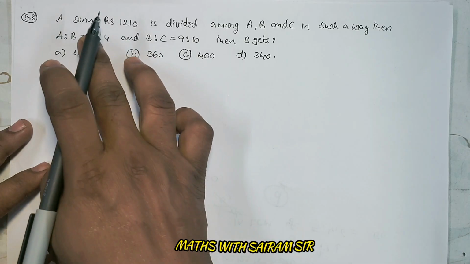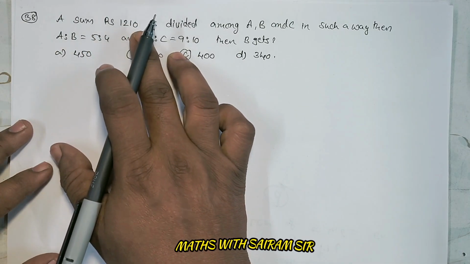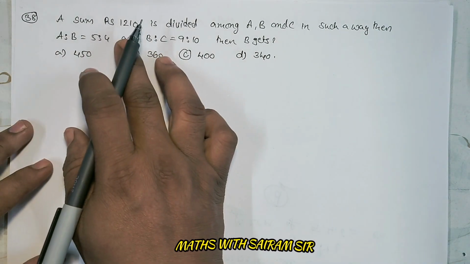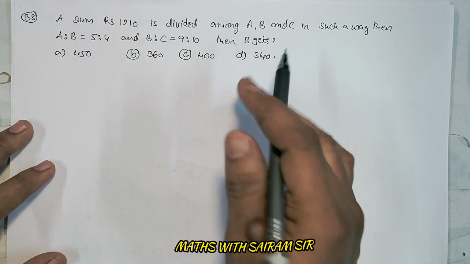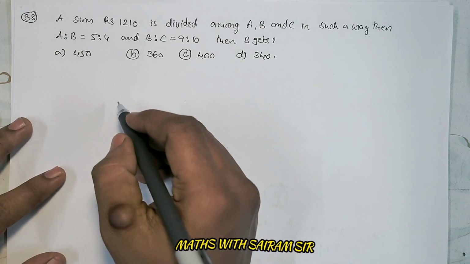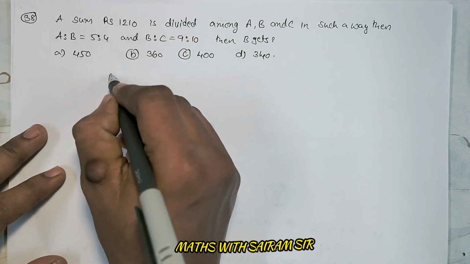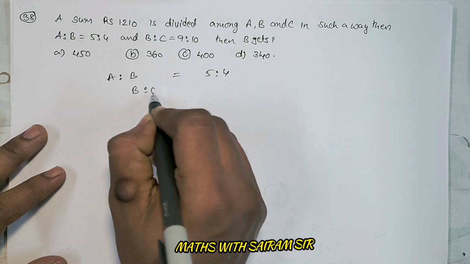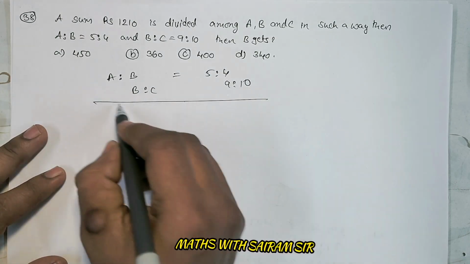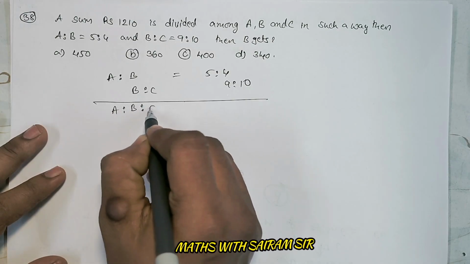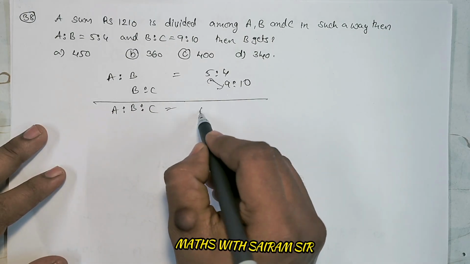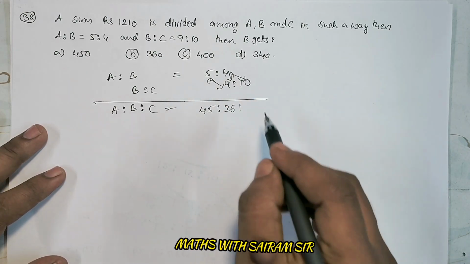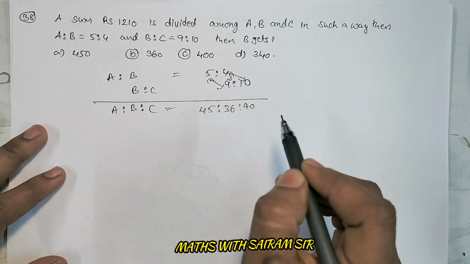In the next question, we are given that a sum of 1210 is divided among A, B, C in such a way that A to B is 5:4 and B to C is 9:10. Then what does B get? So what is given? A to B is 5:4 and B to C is 9:10. Now I'm going to take the ratio of A to B to C. So 9 fives are 45, to 9 fours are 36, to 40.